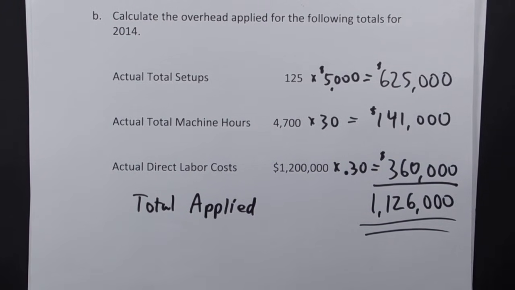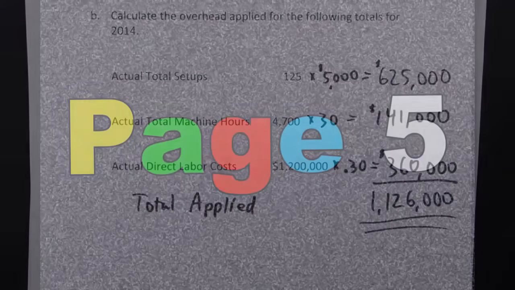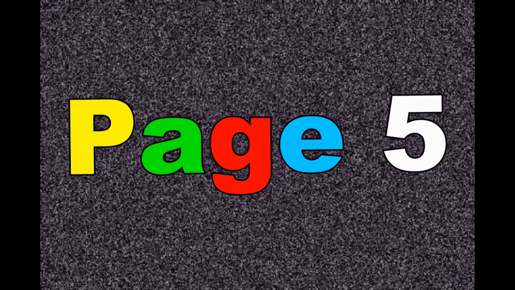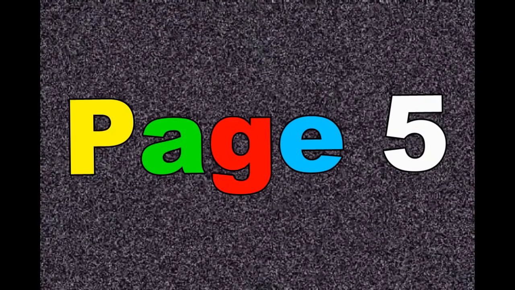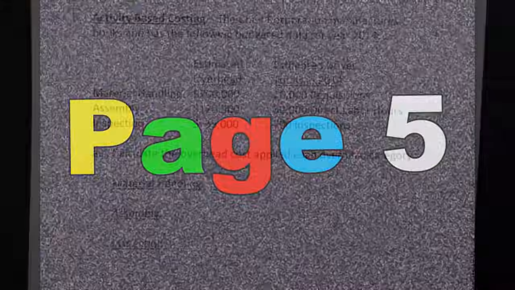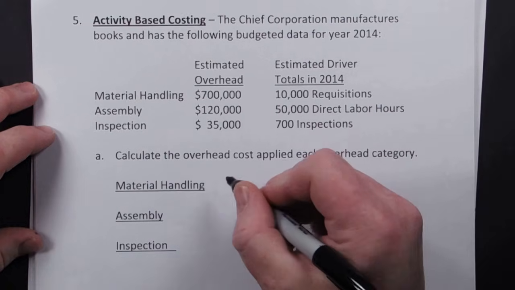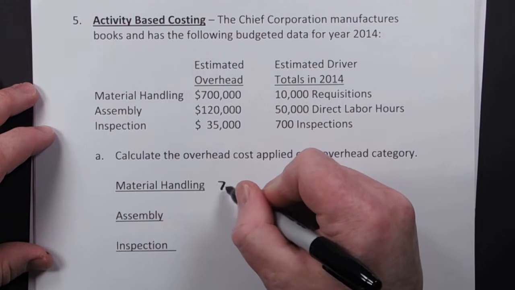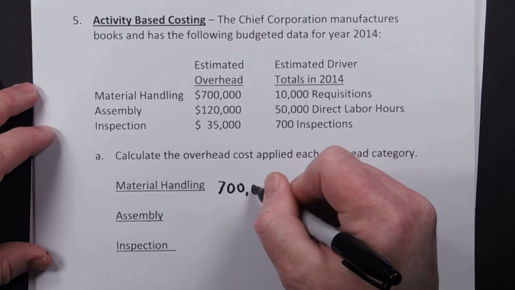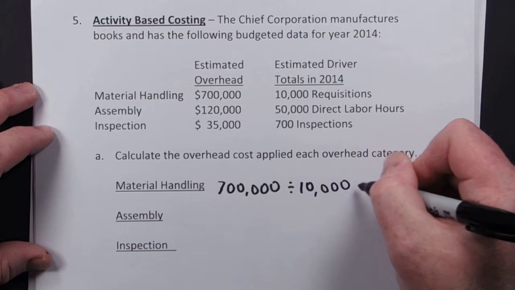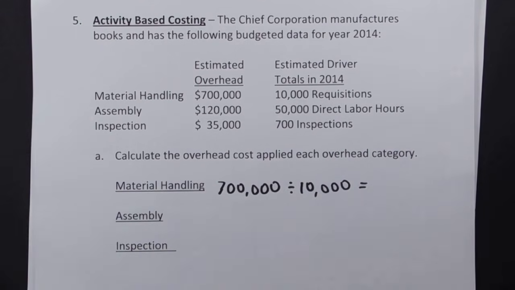Okay, let's go to page 5. On page 5, it's similar to what we just did. We're going to do the same thing as far as finding out the predetermined overhead rates. You guys are kind of seeing the way this goes. First determine the rate, then calculate how much it's going to apply.